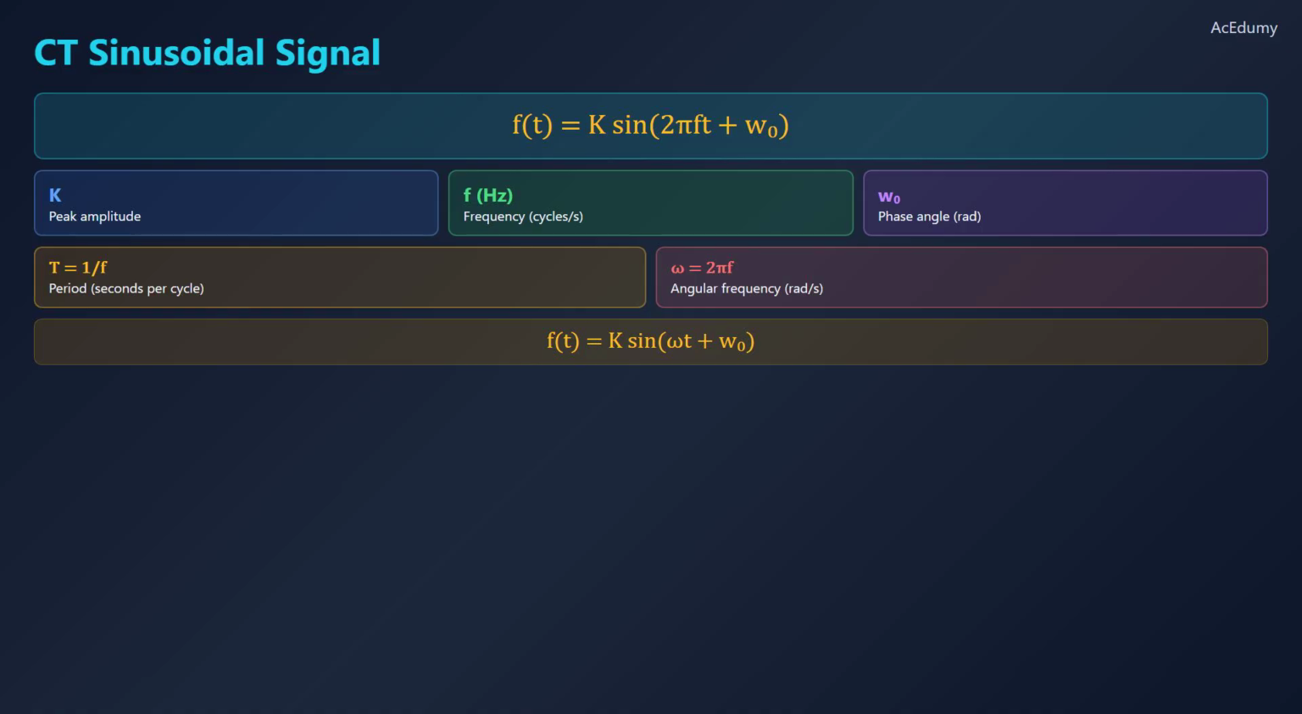We commonly define the angular frequency omega as 2 pi f, measured in radians per second. This gives us the equivalent form: f of t equals k sine of omega t plus w0.